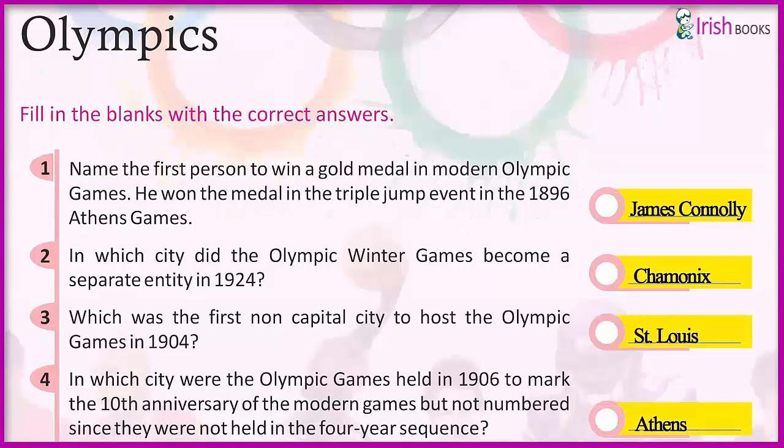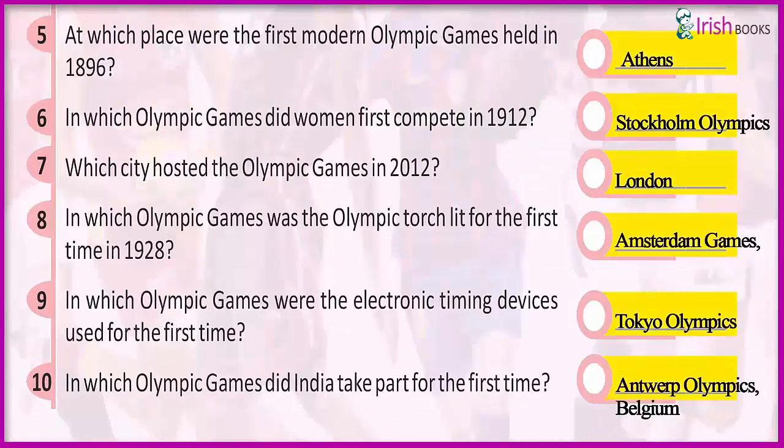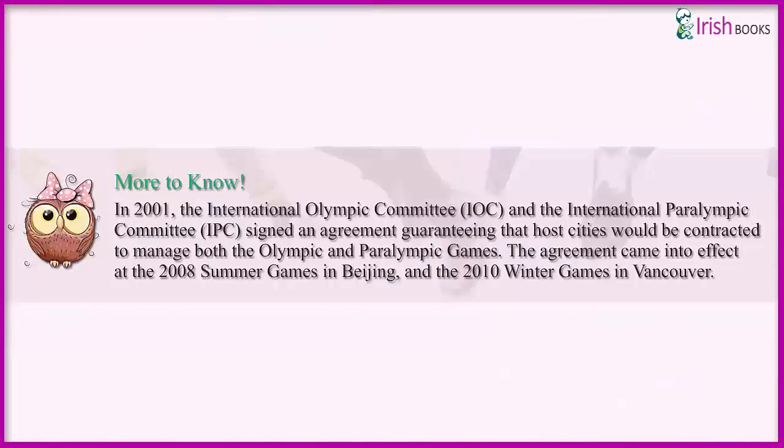Olympics. Fill in the blanks with the correct answers. More to know. In 2001, the International Olympic Committee (IOC) and the International Paralympic Committee (IPC) signed an agreement guaranteeing that host cities would be contracted to manage both the Olympic and Paralympic Games. The agreement came into effect at the 2008 Summer Games in Beijing and the 2010 Winter Games in Vancouver.